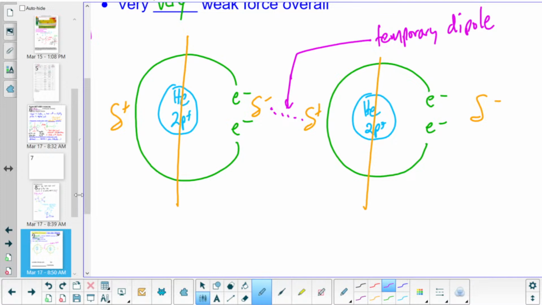Wait, so what makes it temporary? What's going to happen the next second to those electrons?